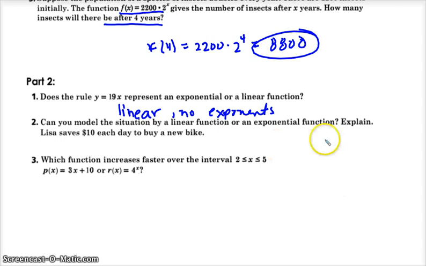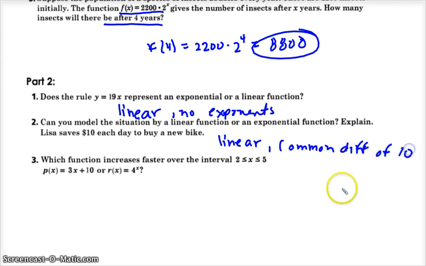Part 2 says, can you model the situation by a linear function or an exponential function? Explain. And the situation is that Lisa saves $10 each day to buy a bike. So if you look at the amount of money that she has, it's going to be increasing by 10 each day. That represents a linear function. It's got a common difference of 10. Pardon my sloppy handwriting there, I'm trying to write too fast.